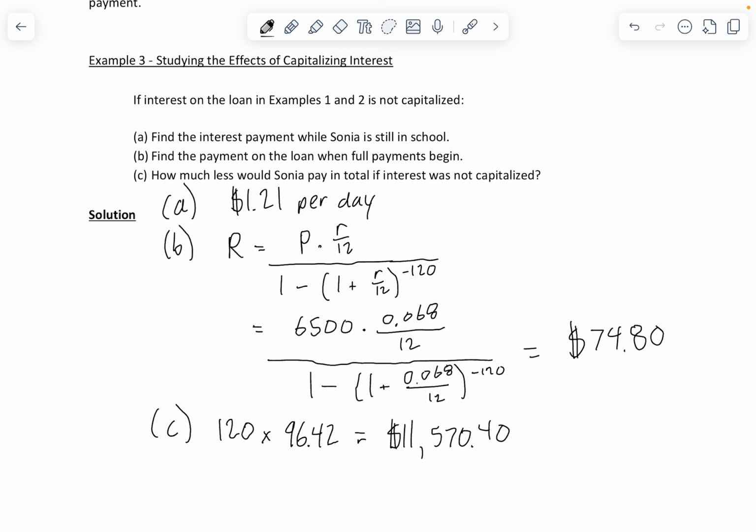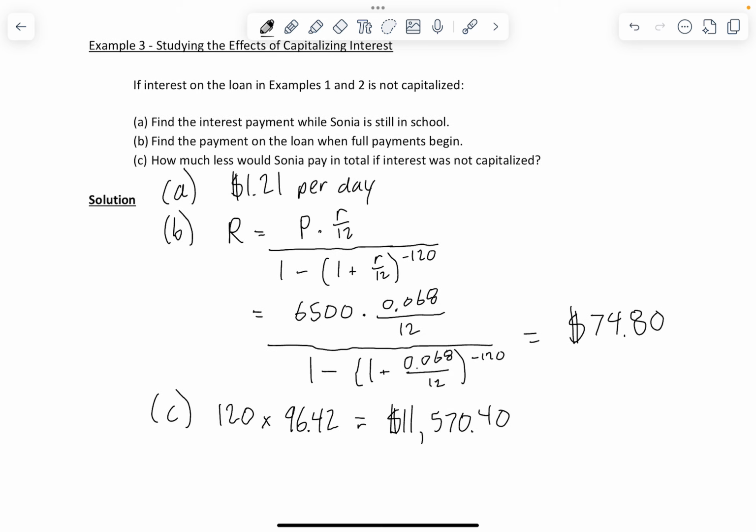Now, if the loan is not capitalized, that means that she's already been paying the interest, right? So that means her monthly payments would be this size right here. Okay. So there's still 120 payments, but this time the payments are smaller, $74.80. Okay. That works out to be $8,976.